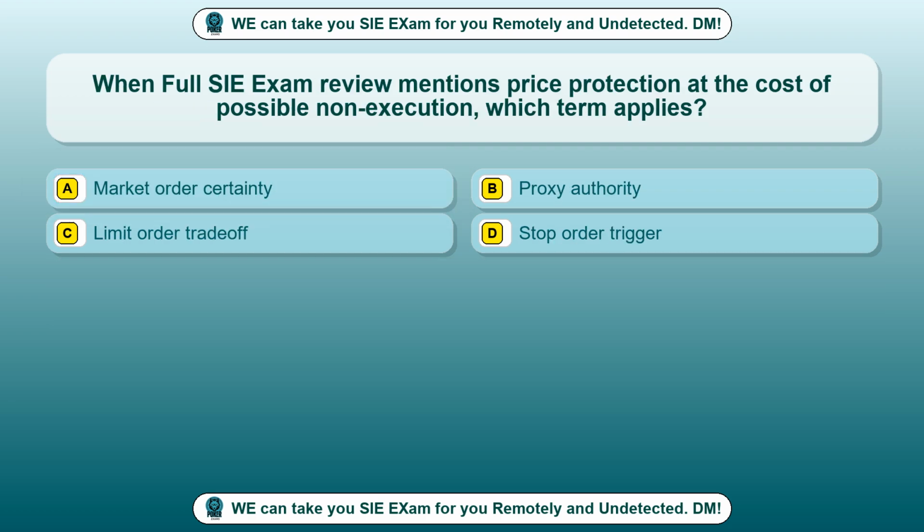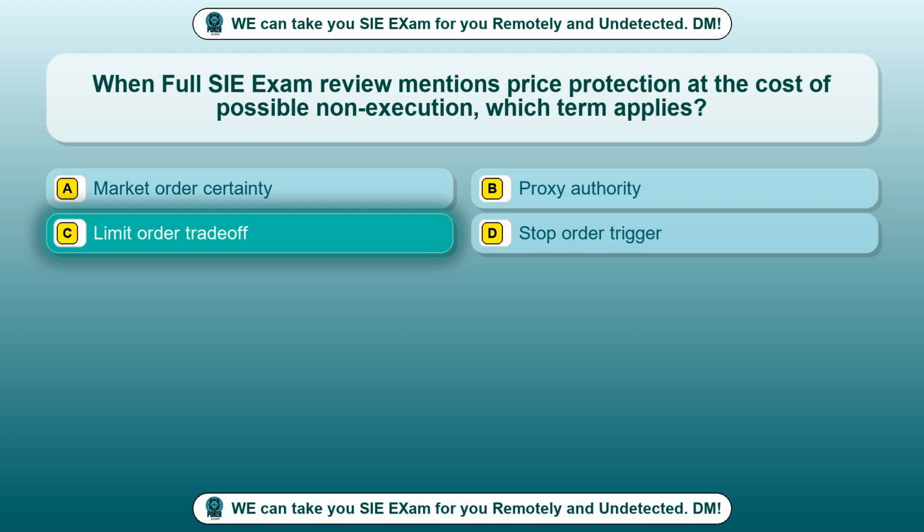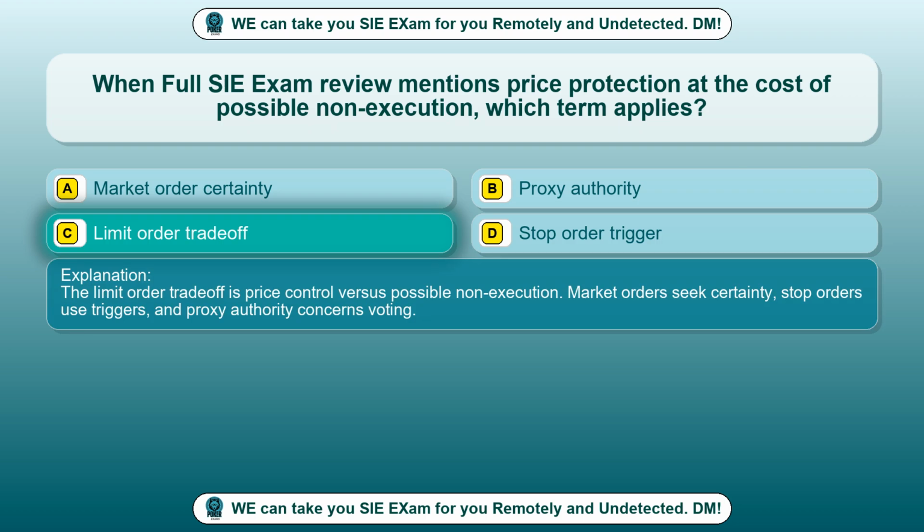Question 39. When full SIE exam review mentions price protection at the cost of possible non-execution, which term applies? Option A, market order certainty. Option B, proxy authority. Option C, limit order trade-off. Option D, stop order trigger. The correct answer is option C, limit order trade-off. The limit order trade-off is price control versus possible non-execution. Market orders seek certainty, stop orders use triggers, and proxy authority concerns voting.